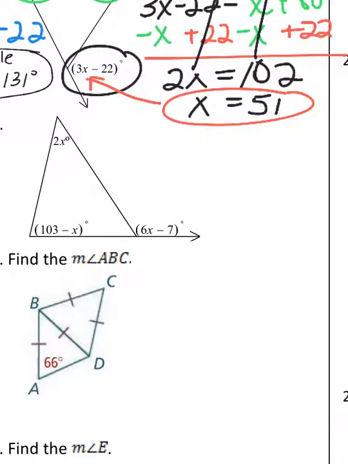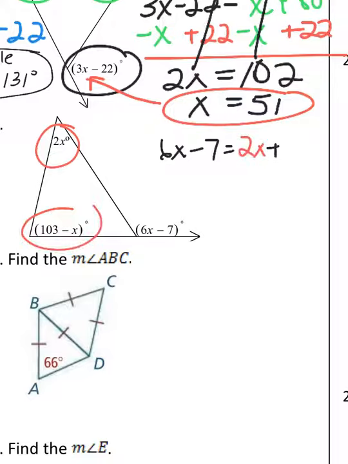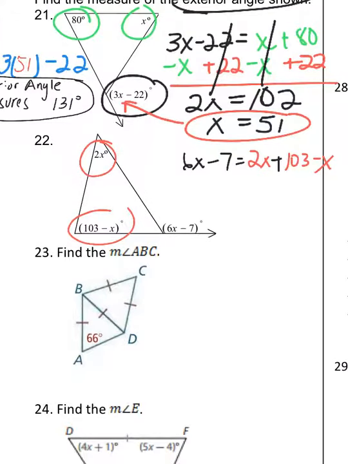Number 22 is also an exterior angles problem. Same thing. We're going to set up our exterior angle, 6x minus 7. Set it equal to the 2 remote angles, which are 2x and 103 minus x. We're going to solve that equation. If we combine like terms, 2x minus x becomes x.